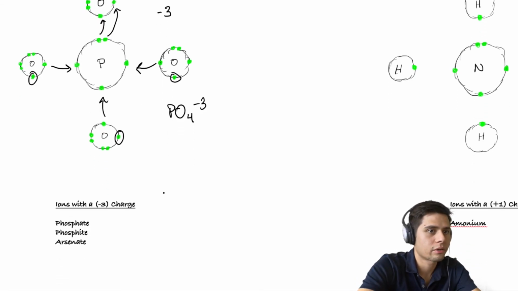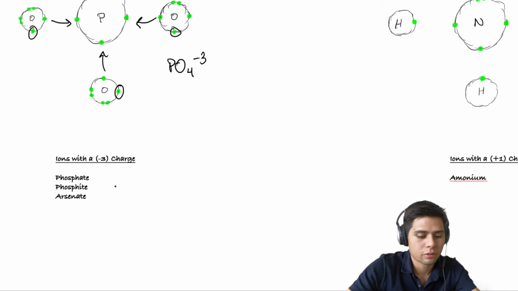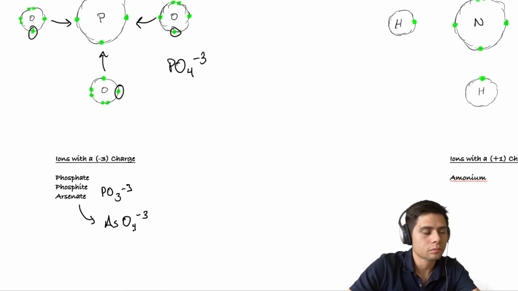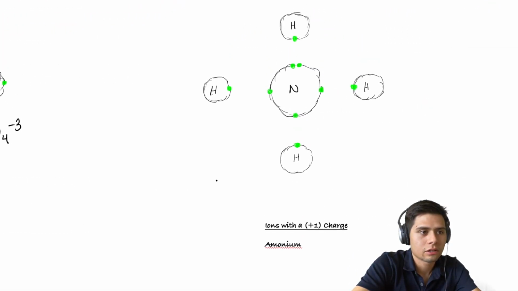And we have some names down here. Phosphate is what we just drew up here. Phosphite, you might guess already, is PO3 with that negative 3 charge. And arsenate is AsO4, the negative 3 charge on it. Similarly, let's look at this guy now.